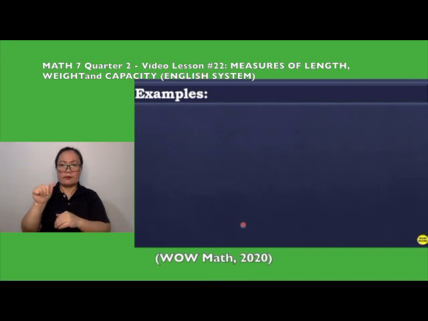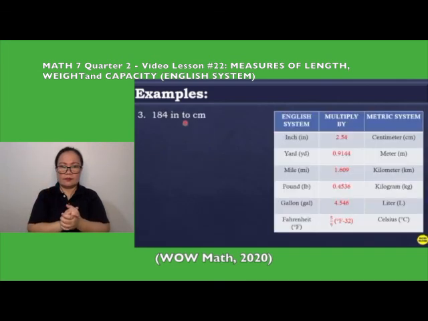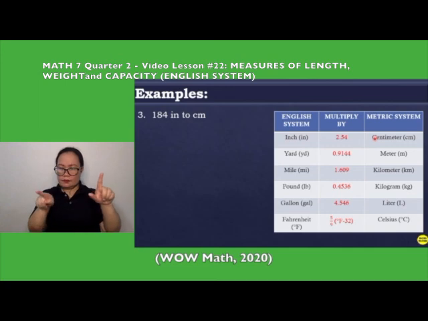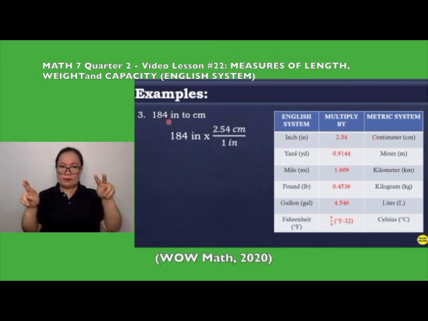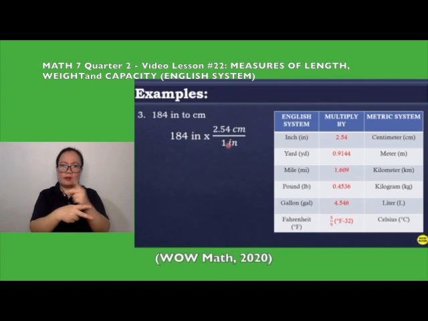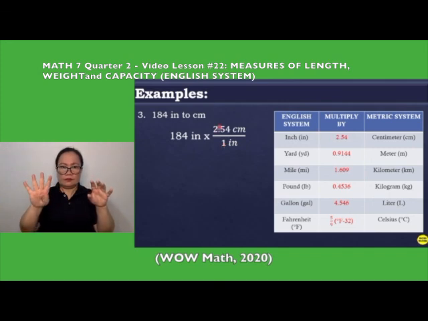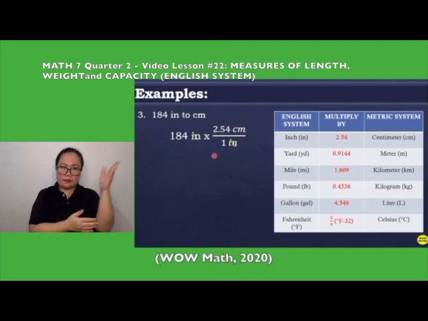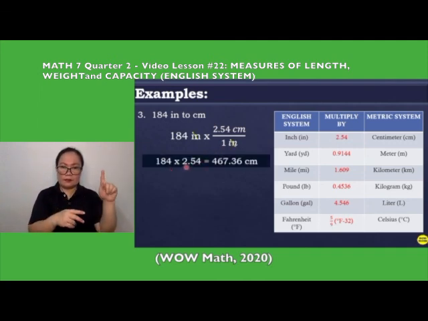Okay, next. So, I have here 184 inches to centimeters. So, inches to centimeters. So, left to right. So, therefore, we're going to multiply. So, again, copy your given, and then kung ano yung unit mo dito, ganun din po sa denominator. So, we can cancel. And then, for every 1 inch, that is 2.54 centimeters. Nagbe-base po tayo sa table. Now, so, we can now cancel. So, 184 times 2.54, that is equivalent to 467.36 centimeters.